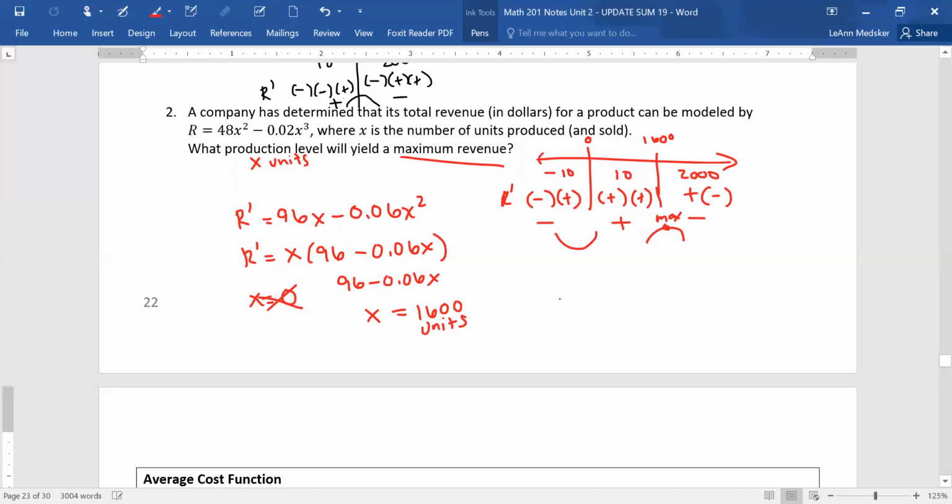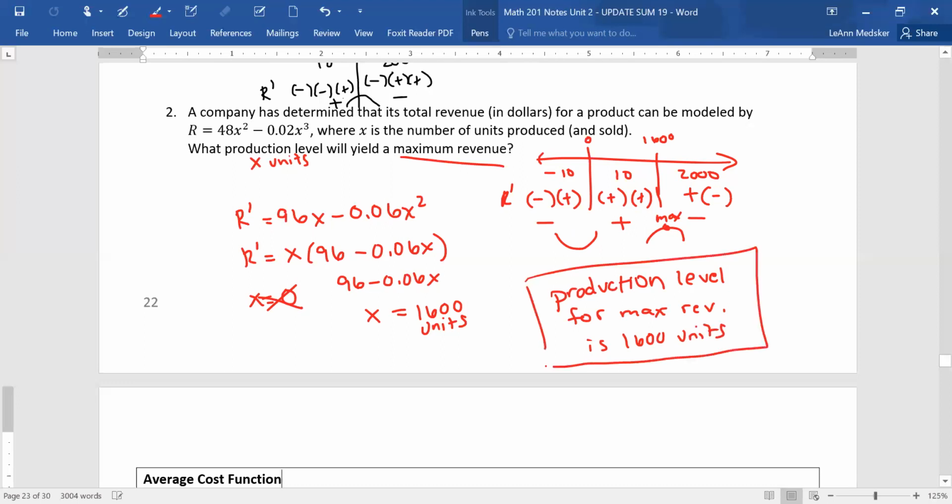So we would get production levels, and you don't need the actual revenue in this one because it only asked you what was the production level that gives you that max revenue. It didn't ask you to find the actual revenue. So the production level for max revenue is 1,600 units.